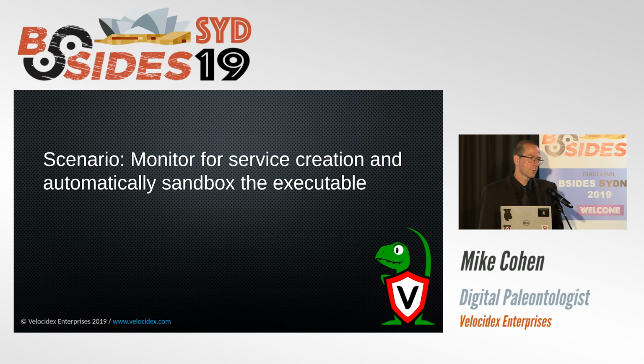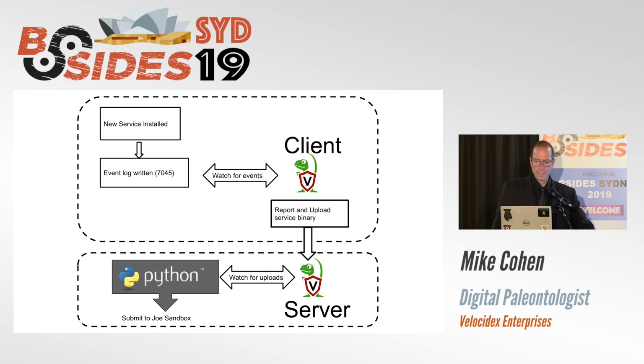What we want to do is look for certain binaries that are sensitive, for example, a service creation event. And we want to take those binaries, if someone created the service, and we want to upload them to a sandbox, like Joe Sandbox or Aristotle or something like that. So how do we actually implement something like that in Velociraptor? Well, here's the plan. This is what we're planning on doing.